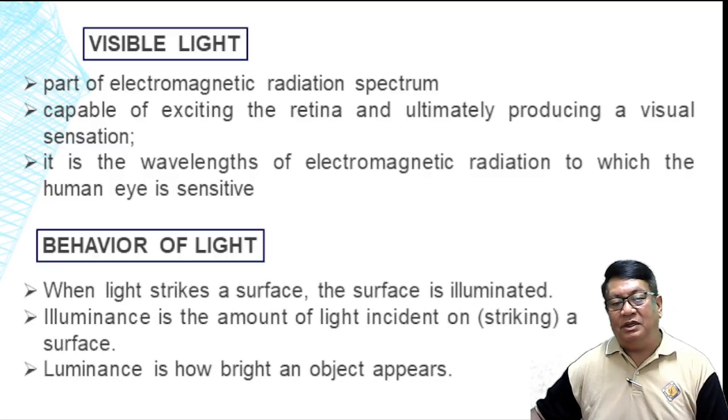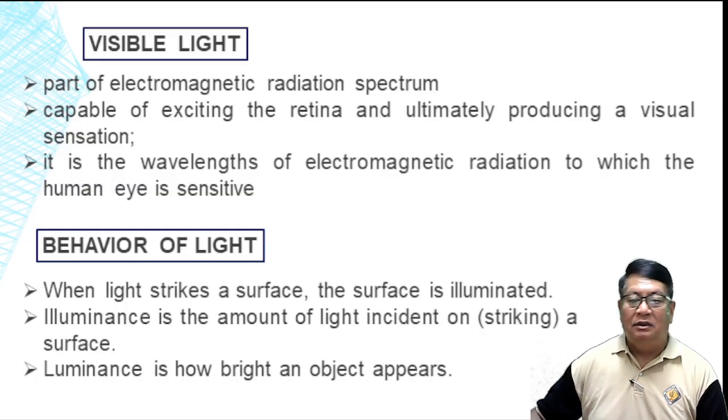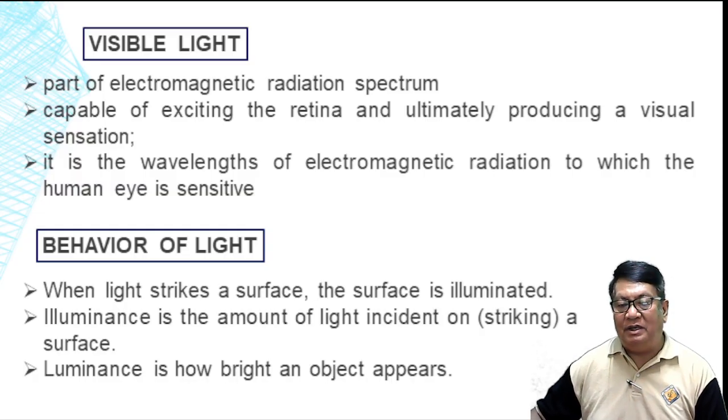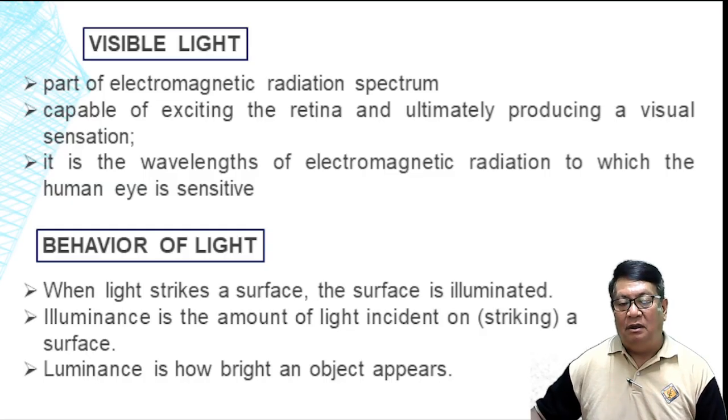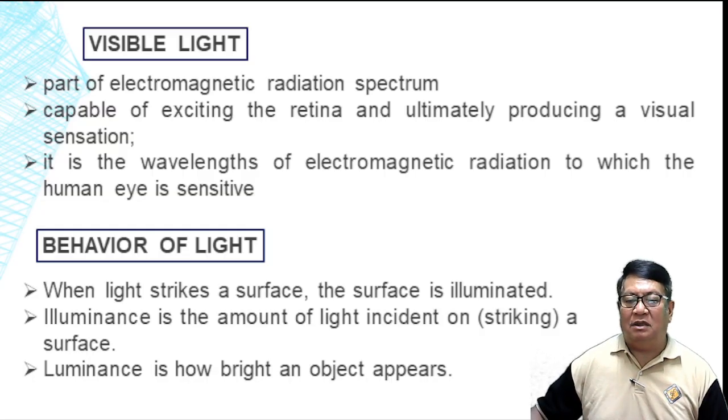We also have the behavior of light. When light strikes a surface, the surface will be illuminated. Illuminance is the amount of light incident on a surface, and luminance is how bright an object appears. When an object is struck by light, the amount of brightness that the object emits is called luminance.